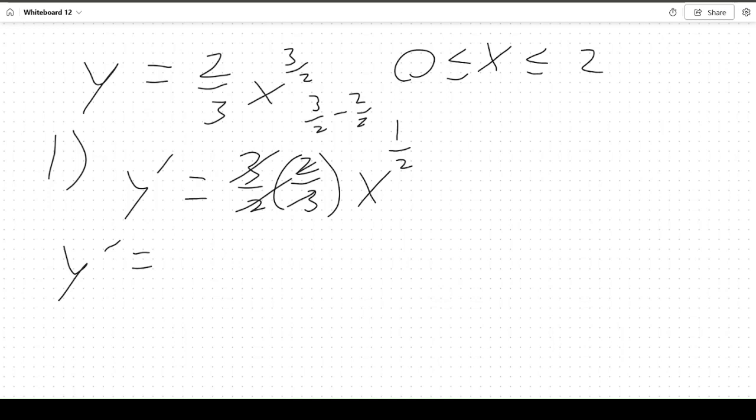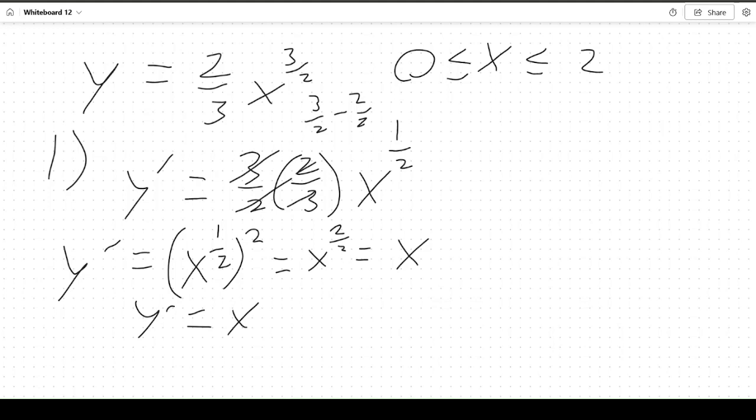And we can square this, so we will be left with x to the 2 over 2, which would be just x. So the derivative squared would be just x. And now our second step would be finding the arc length. They gave us the limits, so it's from 0 to 2.